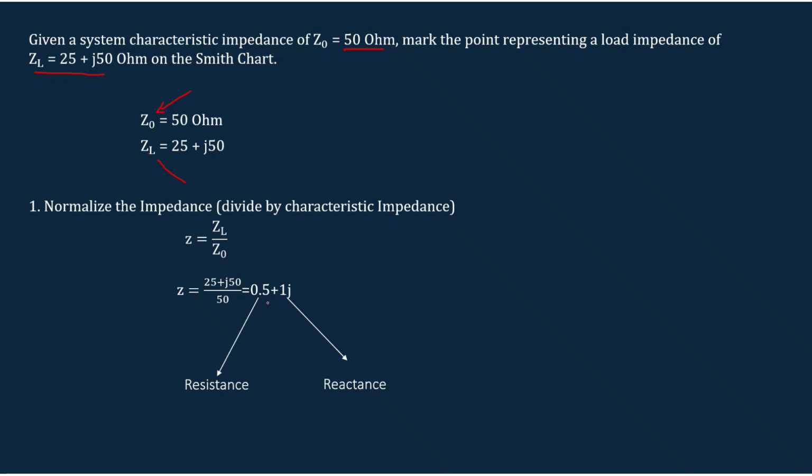The real part corresponds to the resistance, and the imaginary part, or reactance part, corresponds to this. If it is plus, that means it is an inductance, and if it is minus 1j, it is a capacitor. So plus means inductance and minus means capacitance. Let's see how you can plot this on the Smith chart.